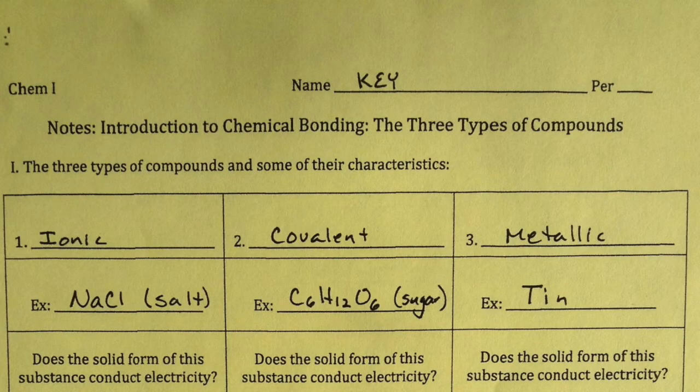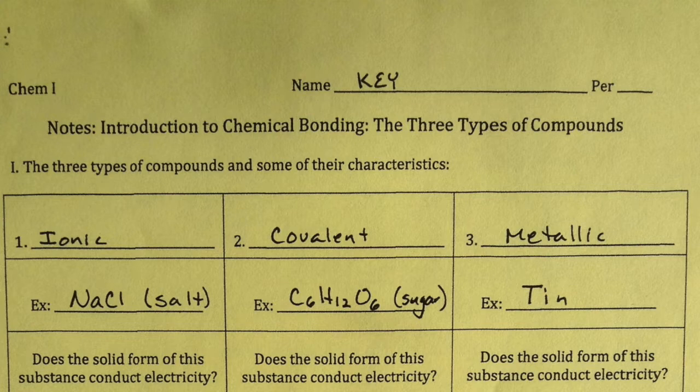So with ionic compounds, we have sodium ions and chloride ions that are attached to each other. With sugar, there's covalent bonds in between all these carbons, hydrogens, and oxygens. And with metallic, you've got individual ions of the metals surrounded by their valence electrons that are holding them together. That's the sea of electrons.